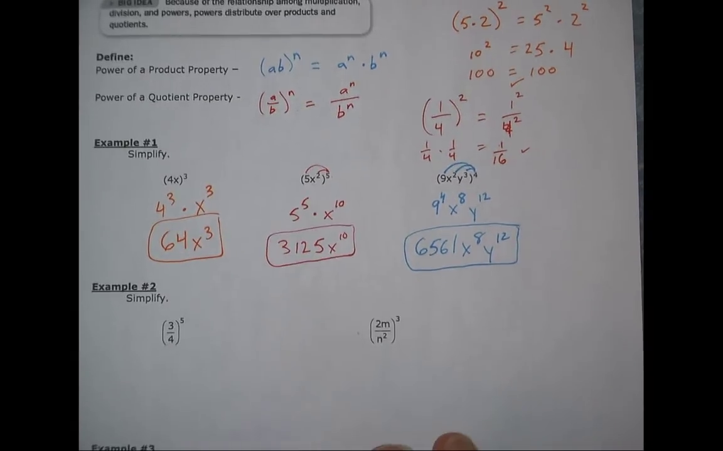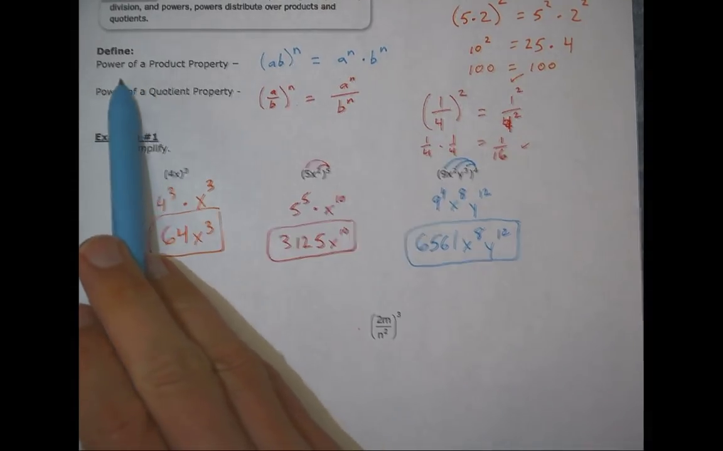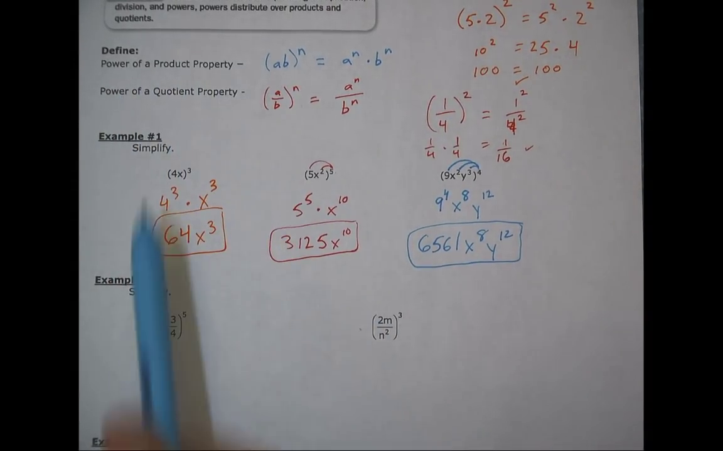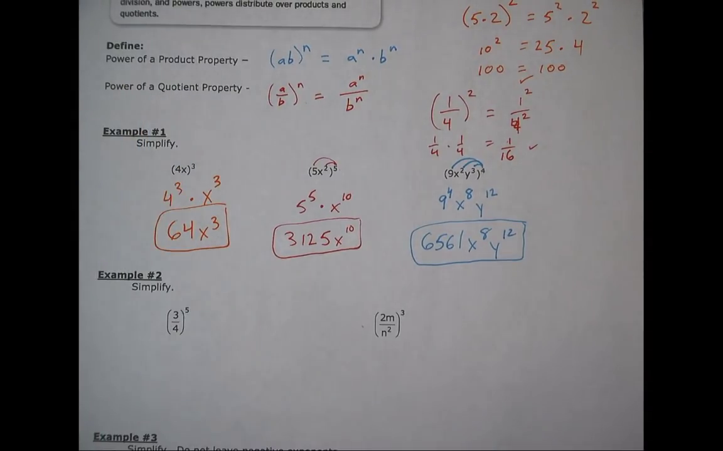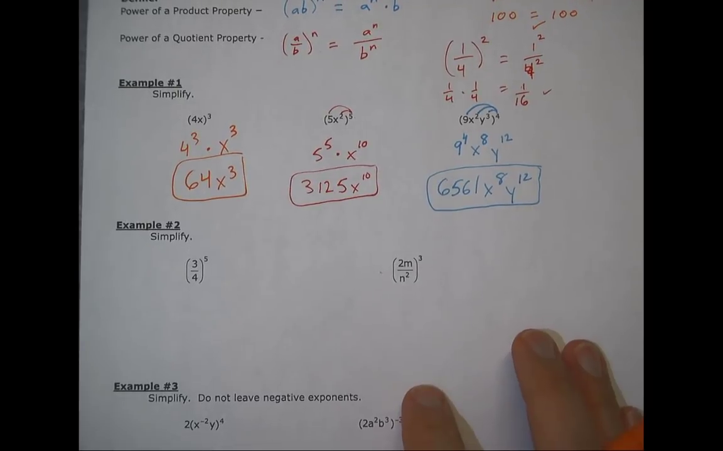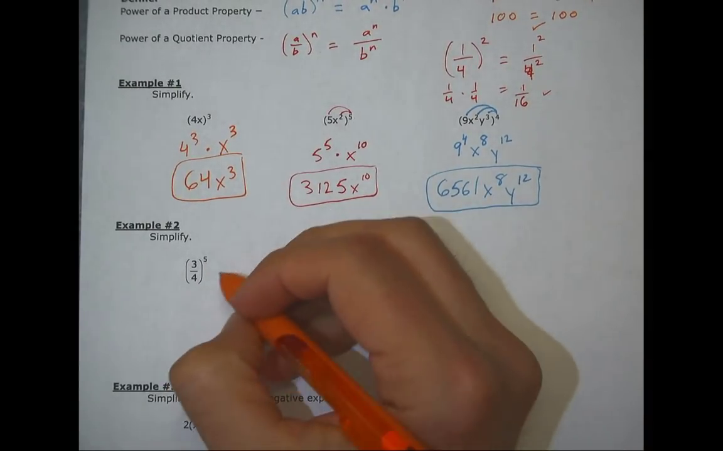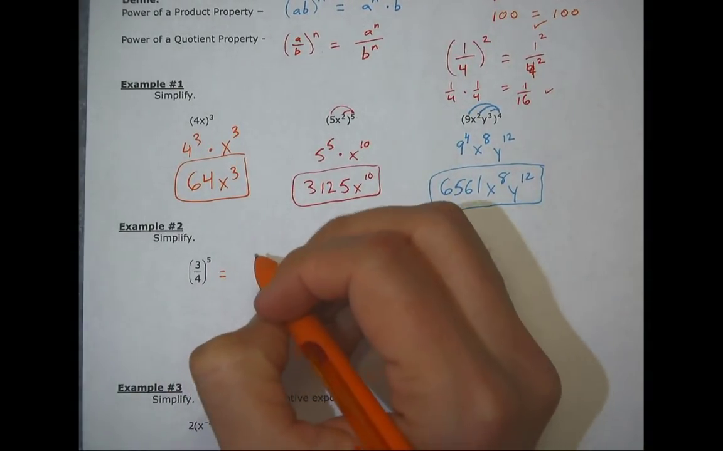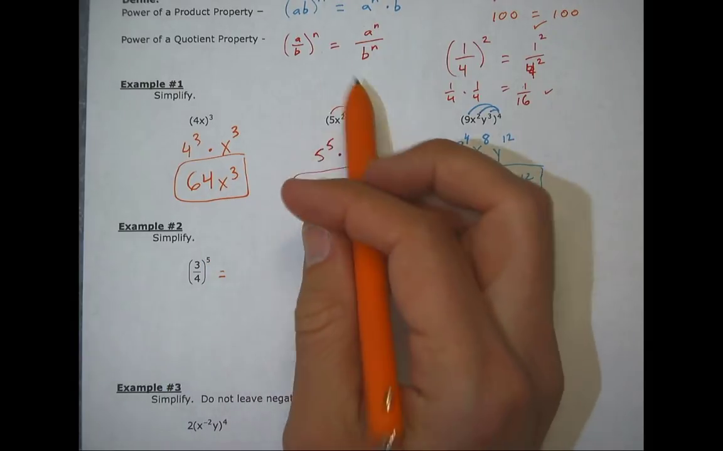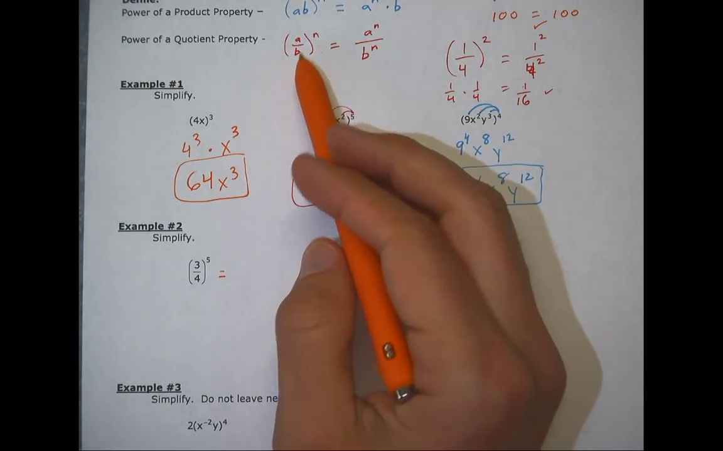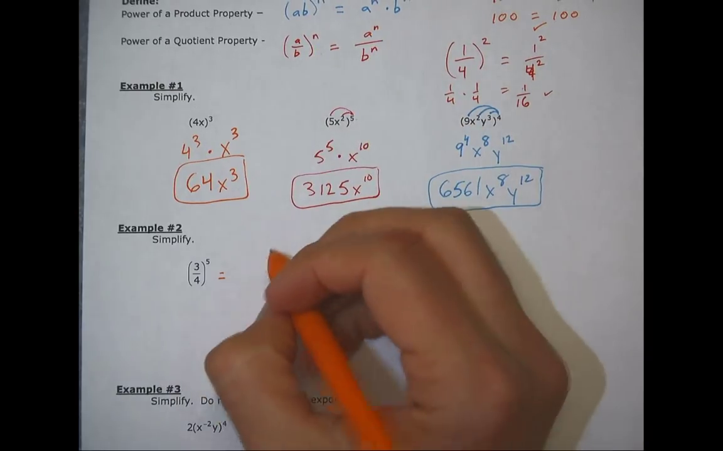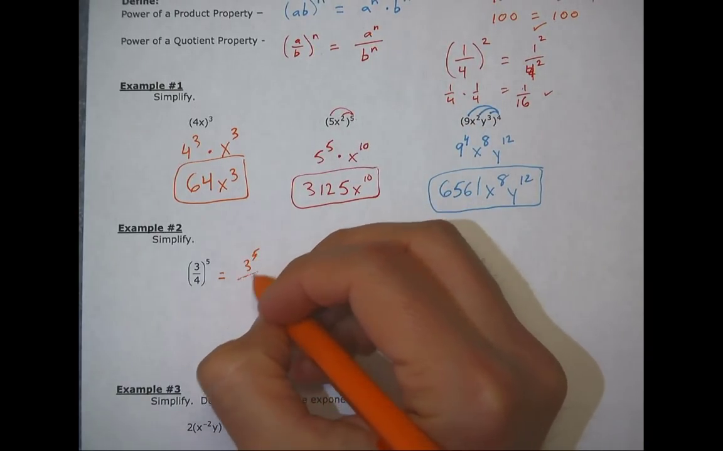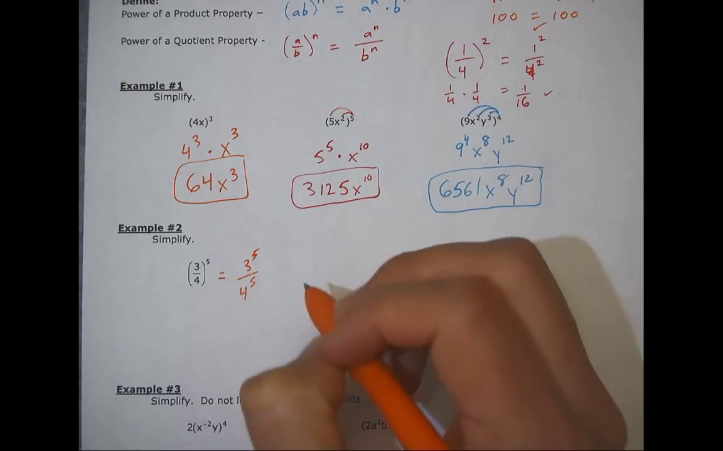All right, so that's some practice with some basic problems using the power of a product property. So example number 2, we're going to go through some basic examples of the power of a quotient property. So 3/4 raised to the 5th, we can rewrite that as, according to this rule, where a and b are 3 and 4, you can basically distribute that exponent to both of them. So 3 to the 5th over 4 to the 5th.